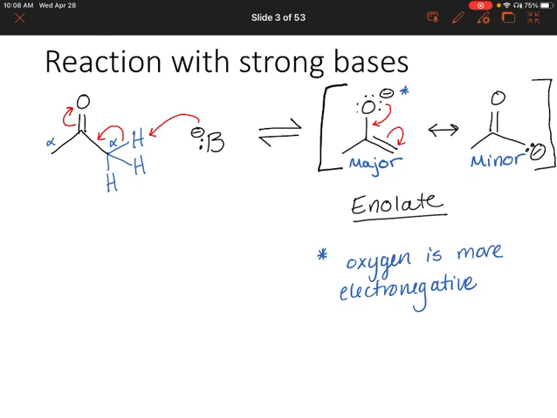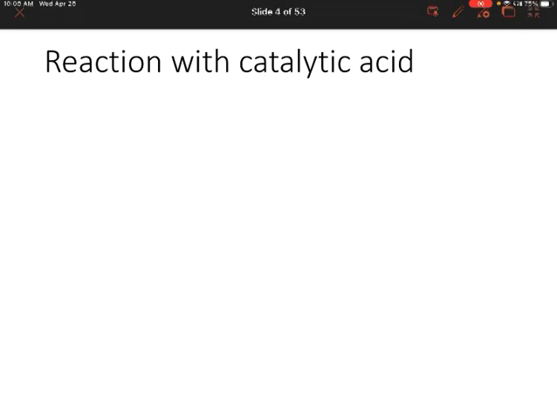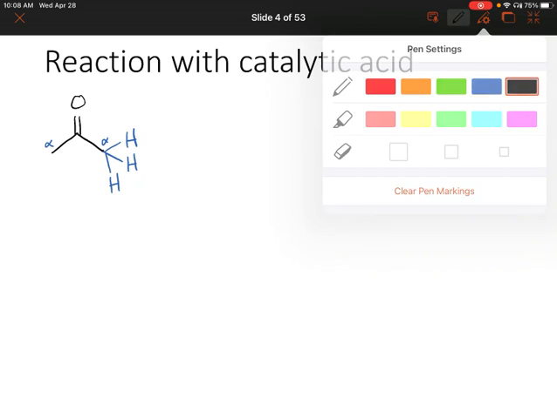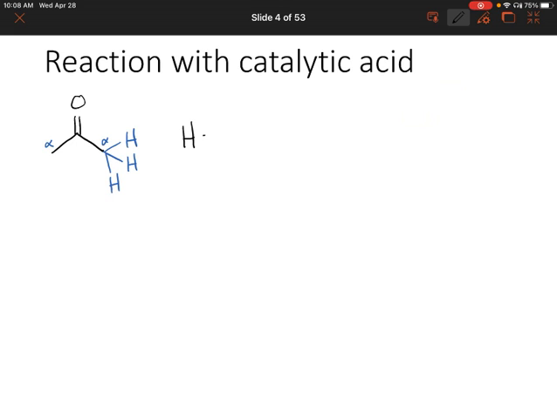Now, what if we react this same ketone with catalytic acid? Would we get an enol or an enolate? So let's draw our same ketone, and we'll also draw the alpha protons on one of our alpha carbons. And this time we're reacting our ketone with catalytic acid. So we'll just draw a generic acid here.